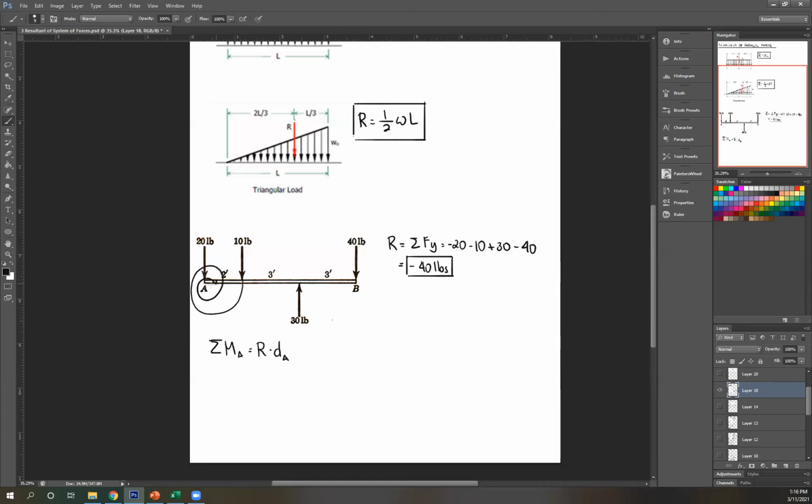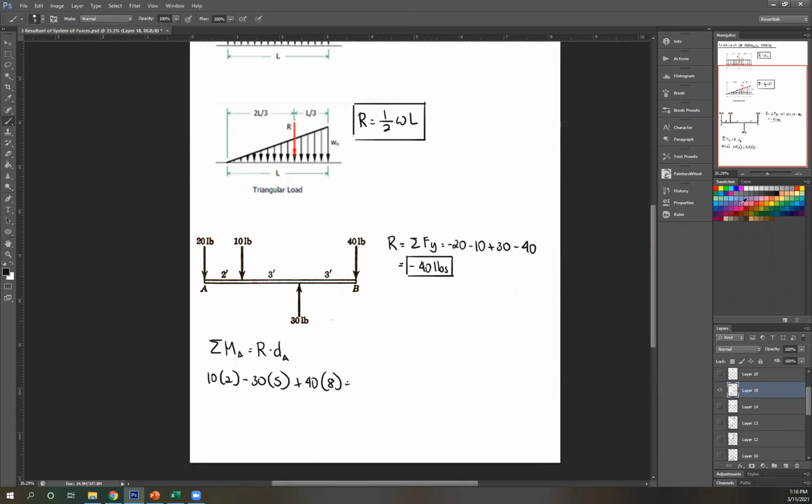10 is clockwise, therefore positive. Distance from A is 2. 30 is counterclockwise, therefore negative 30. Distance from A is 5. And then 40 is clockwise, so positive 40 times distance 8 equals RD.